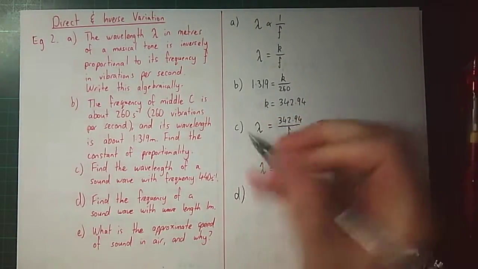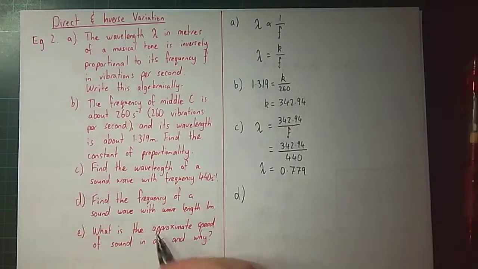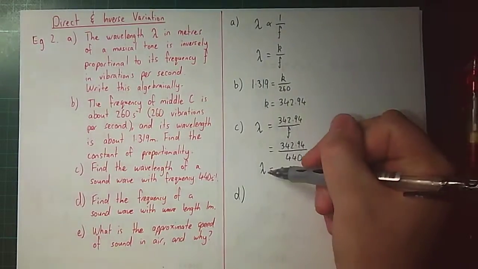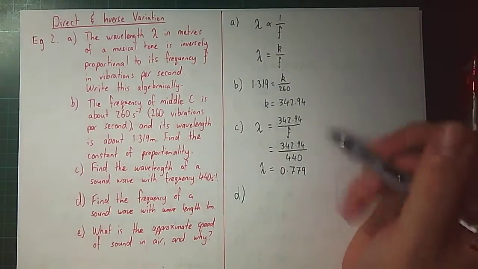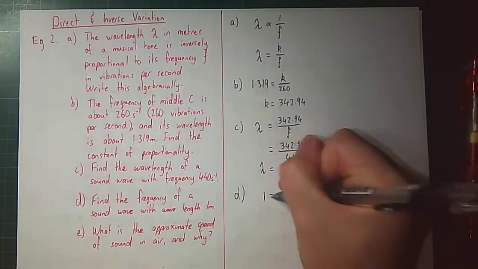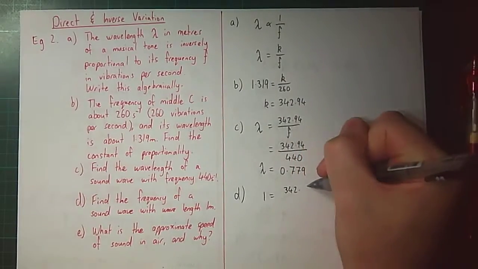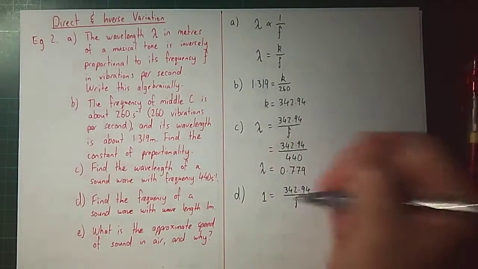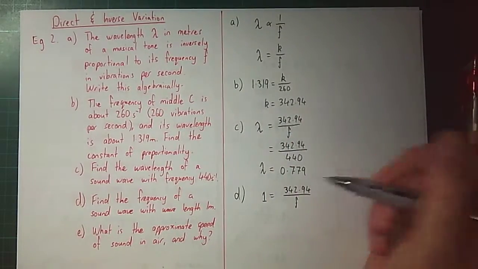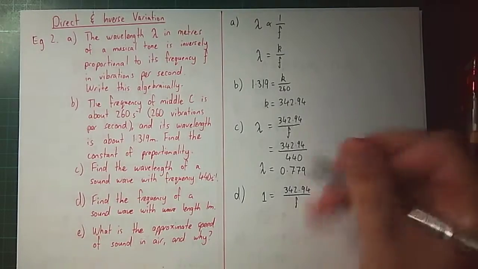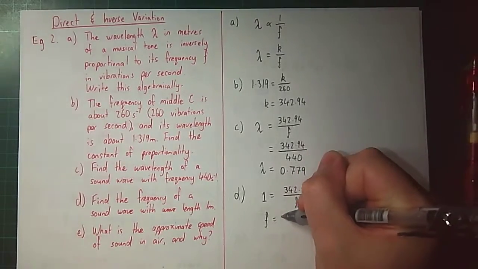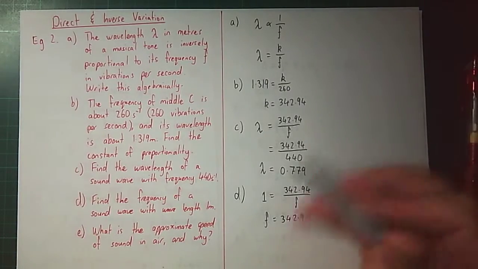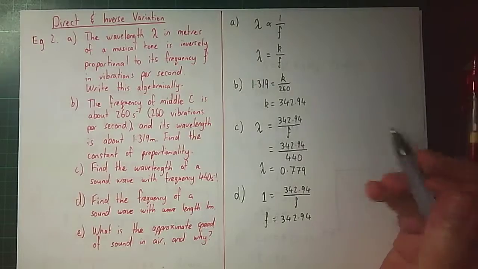Part D, find the frequency of a sound wave with wavelength 1 meter. So if the wavelength is 1 meter, that means we're replacing lambda with 1 and keeping f as it is up here. So that is 1 is equal to 342.94 over f. That's our 1. So with a rearrangement, we'll multiply f by both sides, so we get f is equal to 342.94. So that's our answer. The frequency will be 342.94.